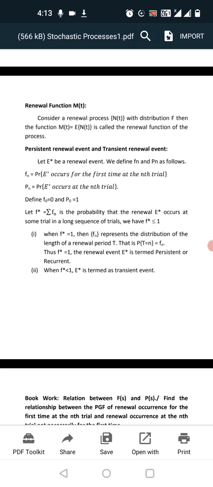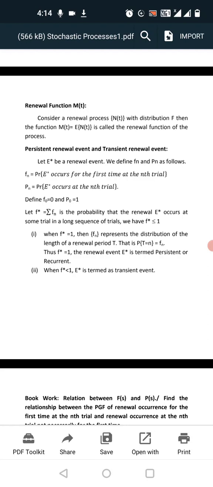The next definition is a persistent renewal event and a transient renewal event. Let E star be the renewal event. We define Fn and Pn as follows. Fn is the probability that E star occurs for the first time at the nth trial, and Pn is the probability that E star occurs at the nth trial. Okay, so in Pn repetition is allowed, in Fn no repetition is allowed; that is, the first time entrance is Fn.